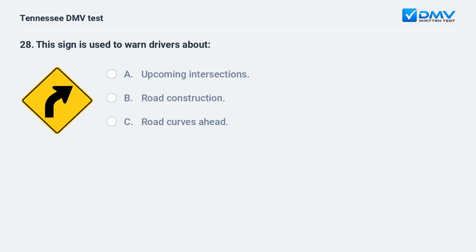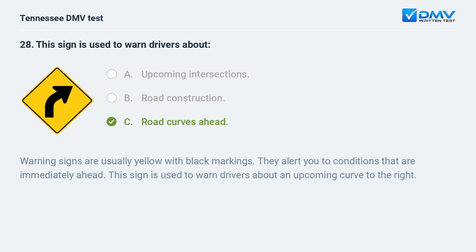This sign is used to warn drivers about A. Upcoming intersections. B. Road construction. C. Road curves ahead. The answer is C. Road curves ahead.